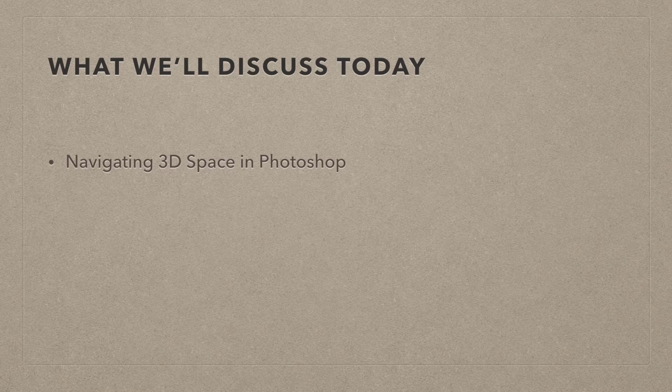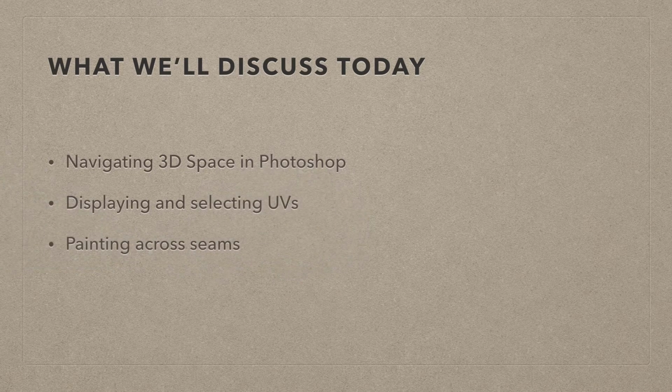Another very important thing that comes in handy for texturing is displaying and selecting UVs. Sometimes it's not always obvious from a 2D flat texture file where the corresponding points on the 3D object are, so that can make texturing a little bit more cumbersome, and I'll show you a way how Photoshop can help you there. Also, we're going to discuss painting directly onto 3D objects, including painting across seams. That's very difficult on a 2D flat file, and that's much easier on a 3D object directly.